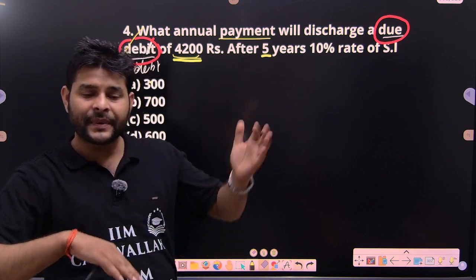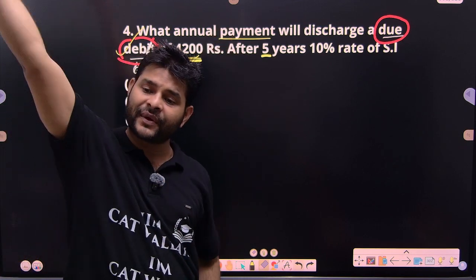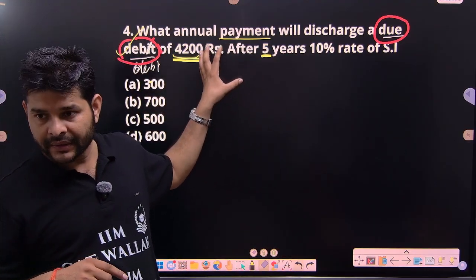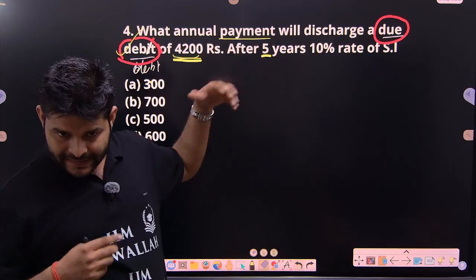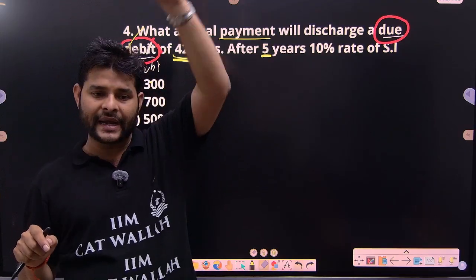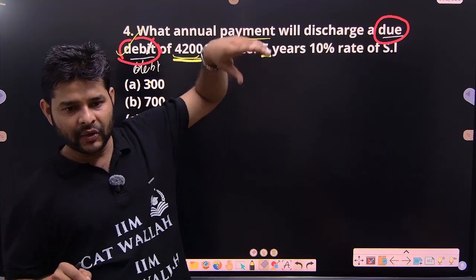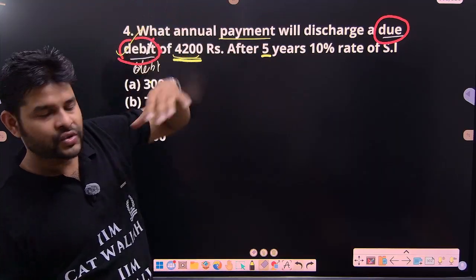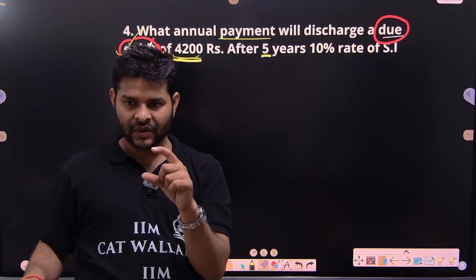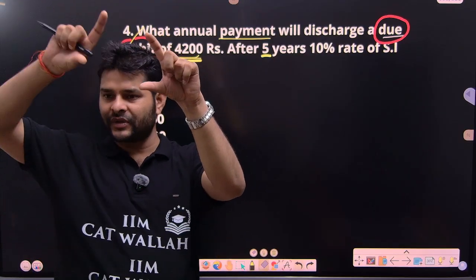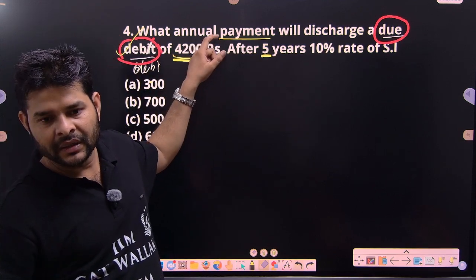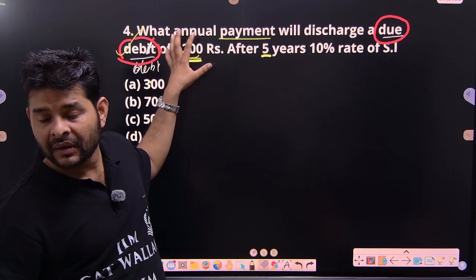So, do I need to pay this due debt immediately or just after 5 years? Just after 5 years, I need to pay that due debt. So what fixed amount do I need to pay so that at the end of 5 years I would be able to pay that amount? So what I will do now, I'll deposit a fixed amount into a bank. So that fixed amount plus interest on this amount would be able to discharge my 4,200 rupees.